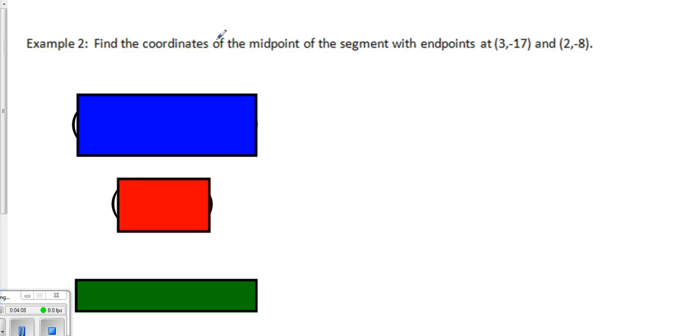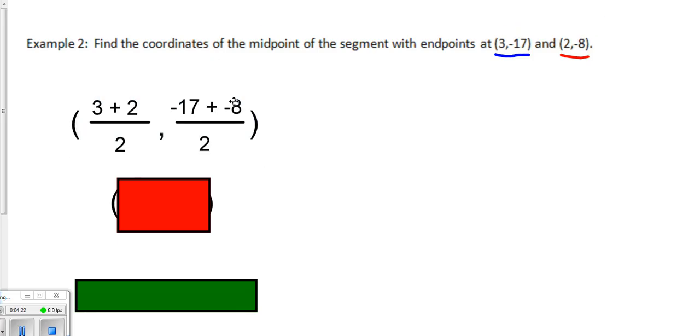So for this example, we want to find the coordinates of the midpoint of the segment that has endpoints at (3, -17) and (2, -8). These are our 2 points. So again, we're just finding the average x values, average y values. 3 and 2 get added up and then divided by 2. -17 and -8 get added up and then divided by 2. Simplifying that down a little bit, we get 5 over 2 and -25 over 2.